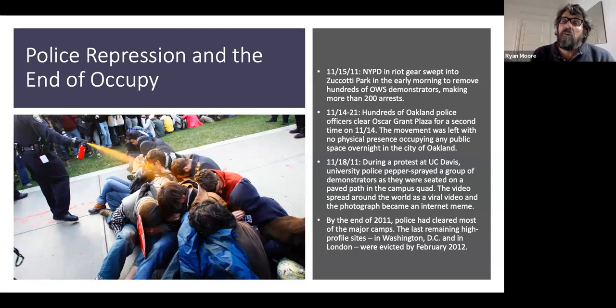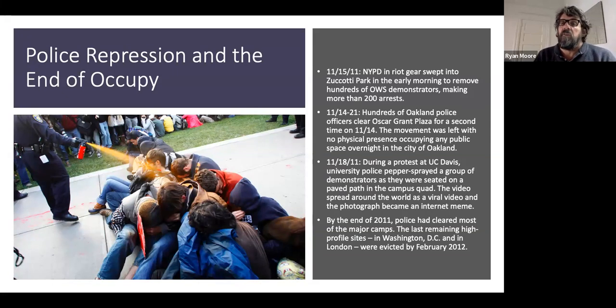Basically, this movement will be put down with a coordinated effort of police repression. So in November of 2011, NYPD swoops into Zuccotti Park in riot gear in the early morning and basically starts removing and arresting demonstrators. They make more than 200 arrests that morning. The previous day, the Oakland police had started to do the same thing in clearing out Oscar Grant Plaza. The movement was basically left with no physical presence by the end of that week.